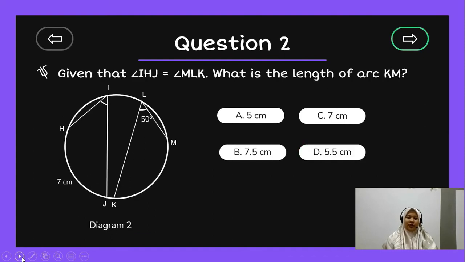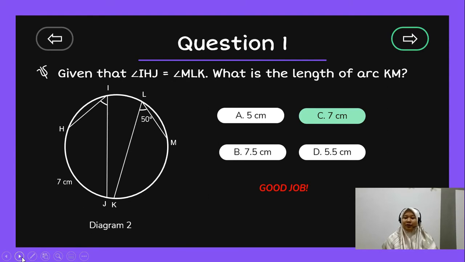The second question: given that angle IHG equals angle MLK, what is the length of arc KM? The answer is C, 7 centimeters. You can find this by using the first property as well.